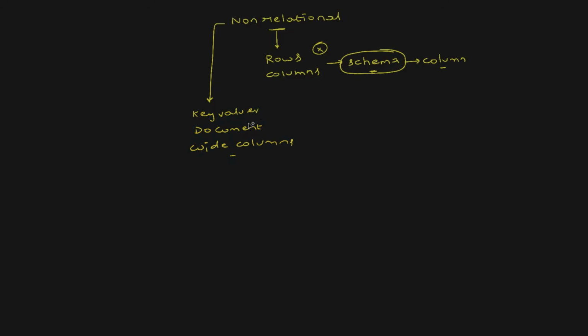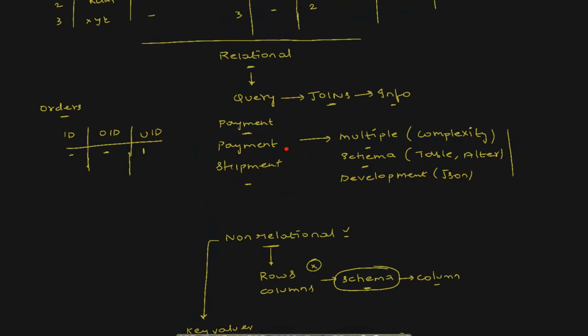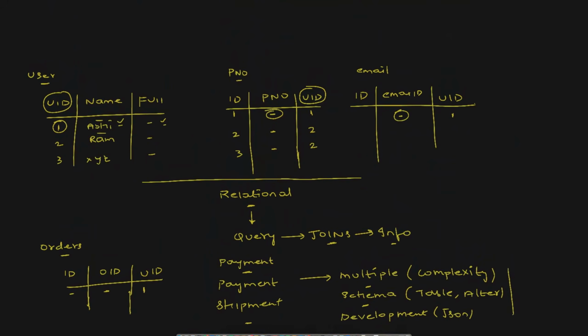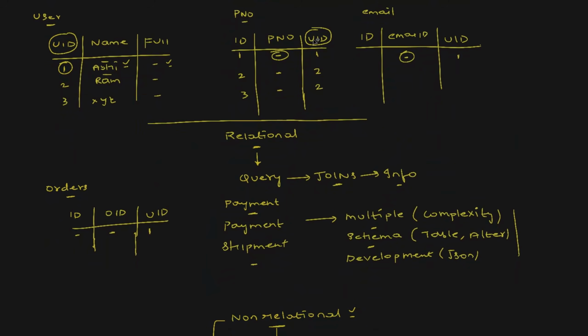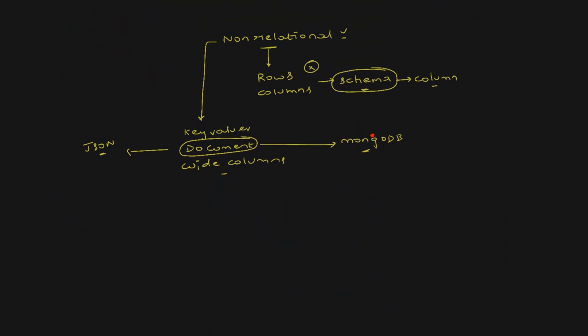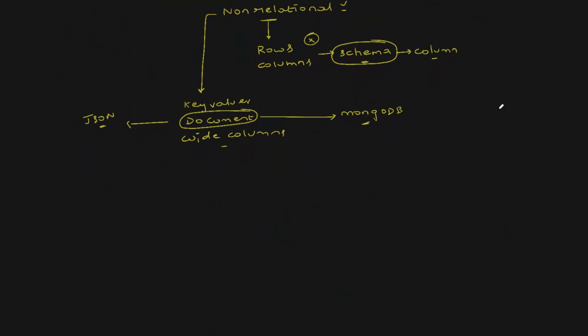Now, the best example of a non-relational database is MongoDB. So with MongoDB, you store the information in document style. That is, MongoDB is a non-relational database where you store the information in JSON-like documents. Now, your user information, the complete information, it can be the basic information of the user, phone number, email address, orders, payments, everything is within a single JSON document.